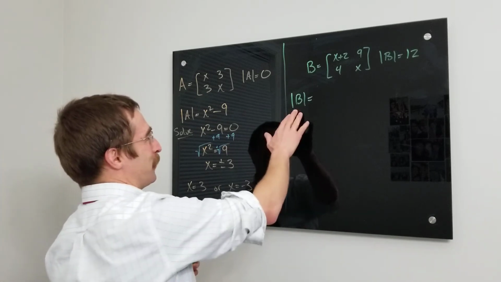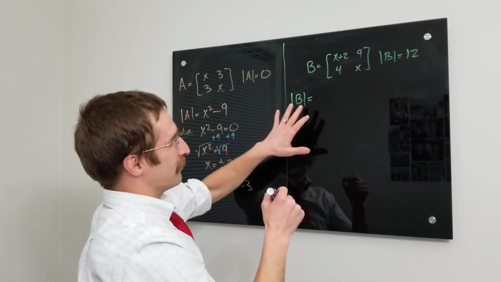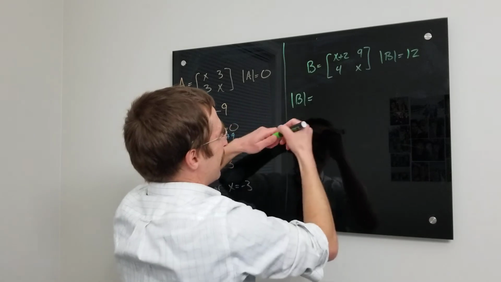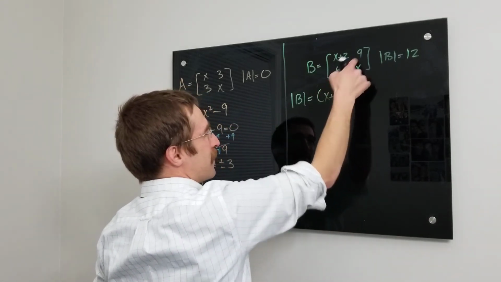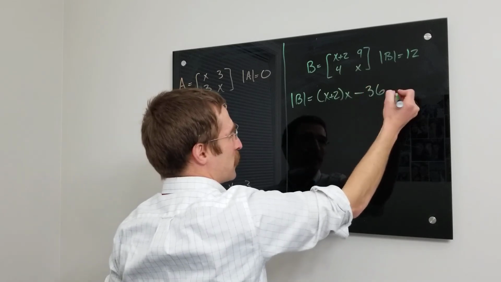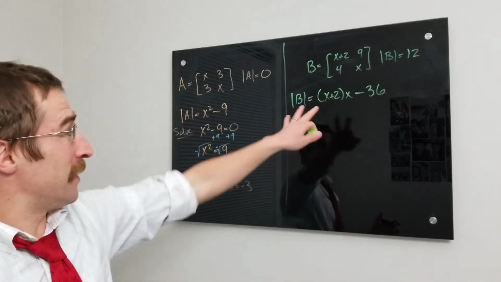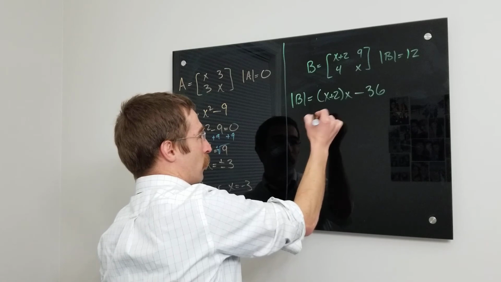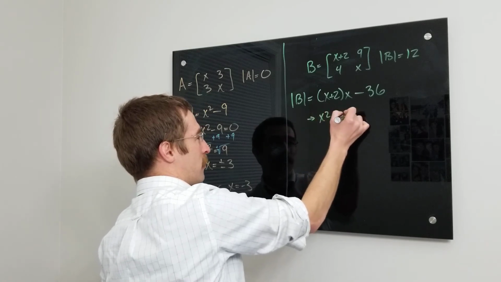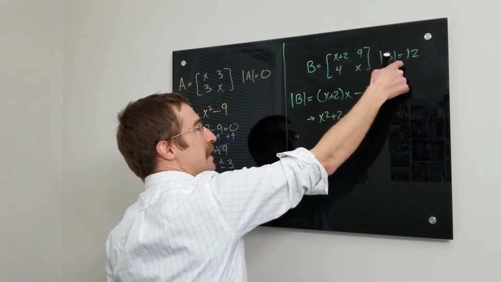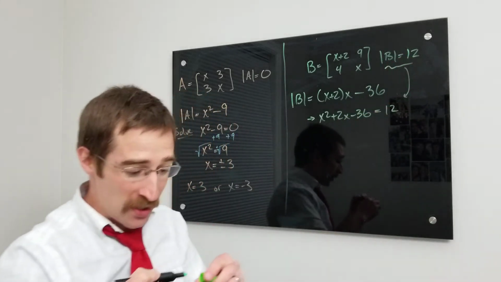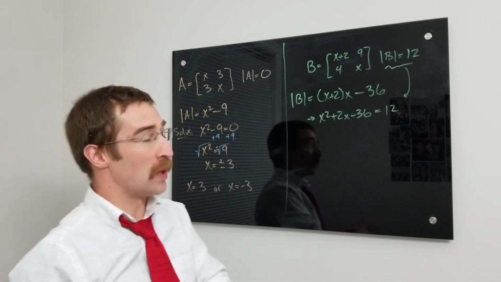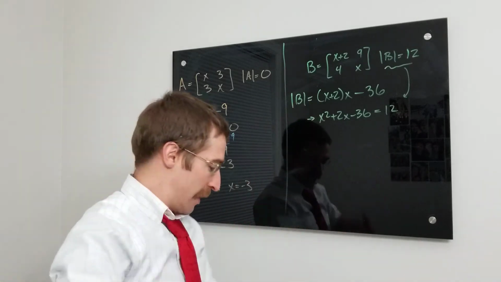All right, so determinant, a times d. So x plus 2 times x minus 4 times 9, which is 36. Now the determinant, that, which is x squared plus 2x minus 36, is equal to 12. We're going to use that information to write an equation. So now that we have this equation, we can use this to solve for x.